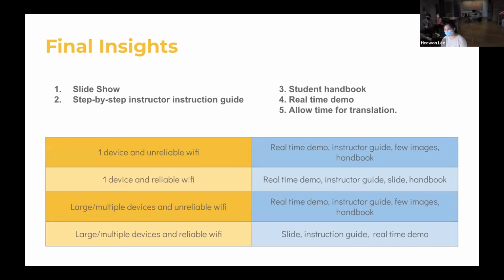Here are some final insights we have as a team. So first of all, having a slideshow is important, although we may not be able to go through all the slides, but having it there is a good structural thing to have. And second, we need to have a step-by-step instruction guide, just in case the instructors are not ourselves and a new instructor comes, they can follow the guide and guide the class. And then three, student handbooks will be helpful during a Wi-Fi cutoff.